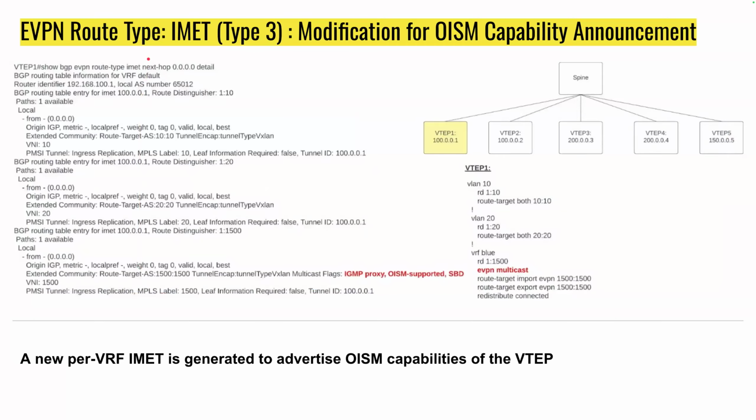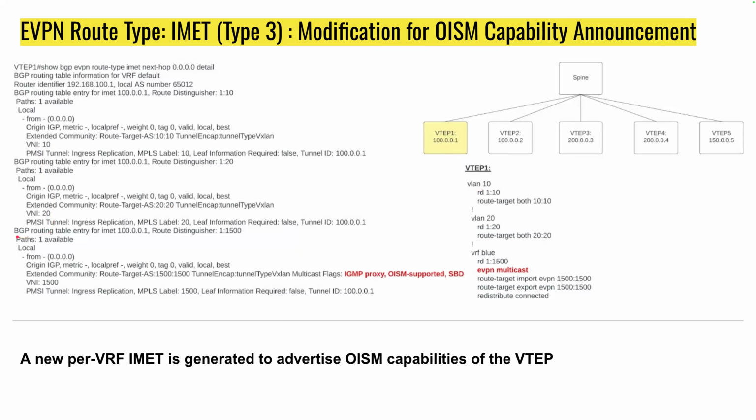If it is a normal EVPN VXLAN setup, we just generate one IMET per VLAN. So let's take VTEP 1 here, where I have VLAN 10 and VLAN 20, and I also configured VRF blue. And these VLAN 10 and VLAN 20 are part of this VRF blue. So if you look at the routes that it is generating, one is per VNI. You will see this as VNI 10, which is nothing but per VLAN for VLAN 10. And the other one is for VLAN 20.